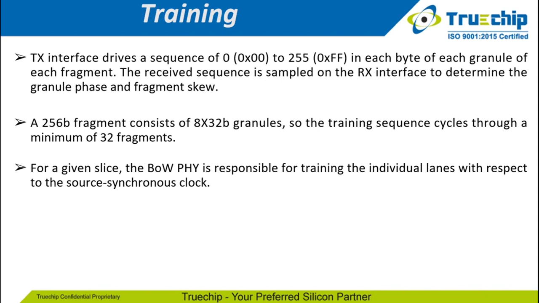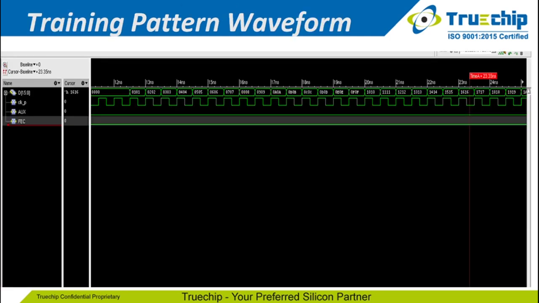A 256-bit fragment consists of 8 times 32-bit granules, so the training sequence cycles through a minimum of 32 fragments. For a given slice, the BoW PHY is responsible for training the individual lanes with respect to the source synchronous clock. So here we can see the training pattern waveform.